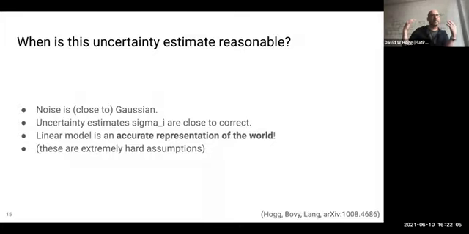If the world is nowhere near this model, it doesn't really matter what you've computed here, it'll just be wrong. So these assumptions are very hard. They're hard in the sense that they have to be true, and they're also hard in the sense that they're quite hard to verify in some cases. It's very hard to verify that your noise is Gaussian. It's very hard to verify your uncertainty estimates.